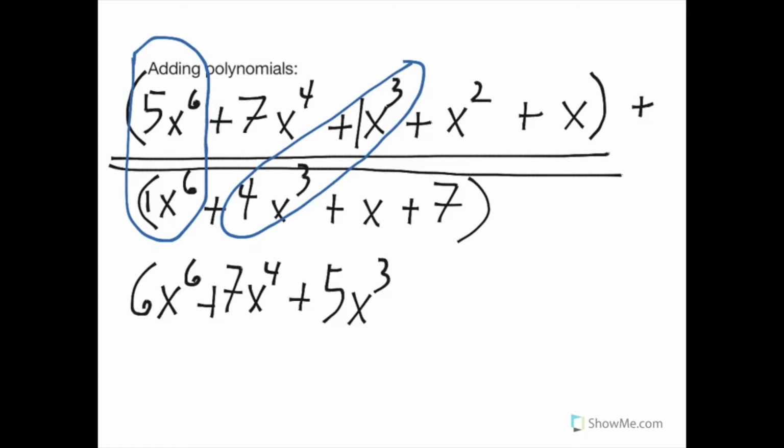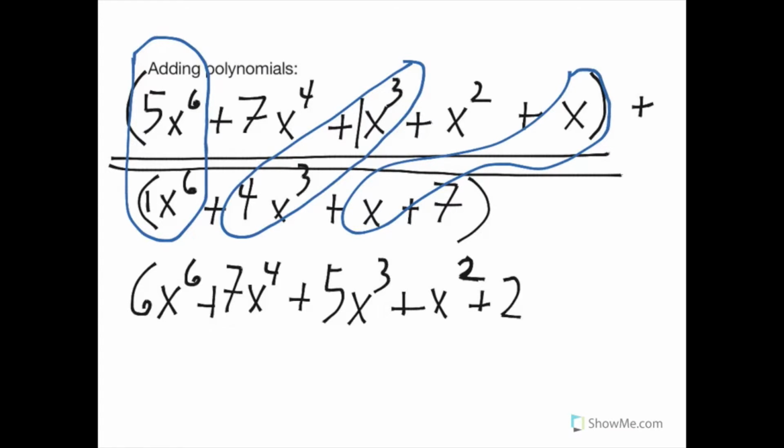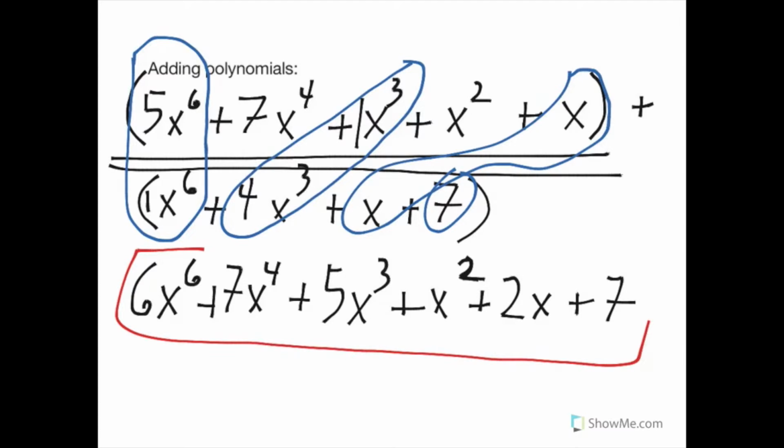We look at the x squared, and there is no matching variable in the second polynomial, so the x squared remains the same. There we go. And then we look at the x, and oh, voila, there are two x's, one in the first polynomial and one in the second polynomial. We add those together, and we get 2x. And then we look at the last, but not least variable, the 7 right here, and there is no other constant in the first polynomial, so the 7 remains the same. So, this is your final answer after adding those two polynomials.